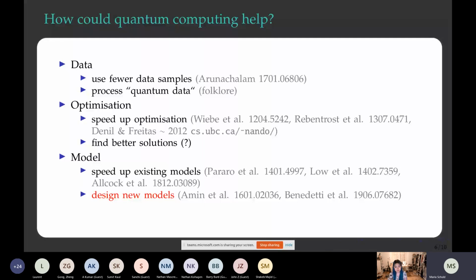And you can also send me an email at maria@xanadu.ai. Then I'll send you an overview paper of this type of work.